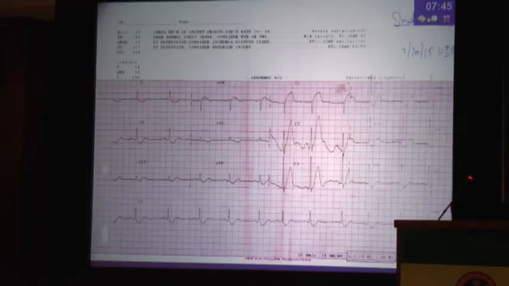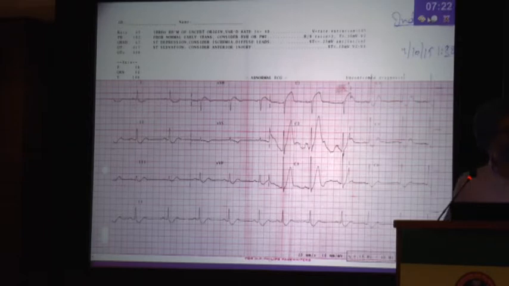Anybody wants to take a dig at this? ST elevation in AVR. ST elevation, excellent. ST elevation in AVR and in V1 also, more than 2.5. Now later I want to tell you, if ST elevation in AVR is more than in V1, you are dealing with a left main disease. But if ST is elevated in V1, ST is elevated in AVR, but ST in V1 is more than 2.5 millimeter, but not so much in AVR, you are dealing with a proximal LAD.